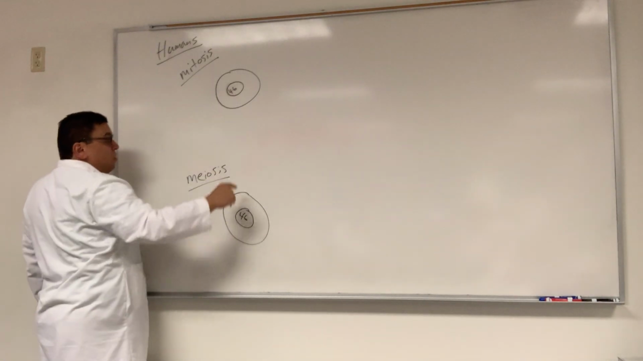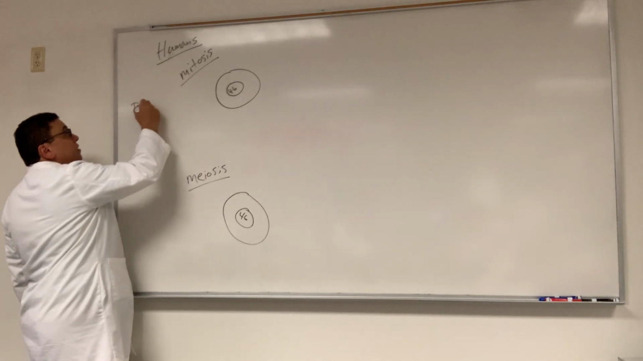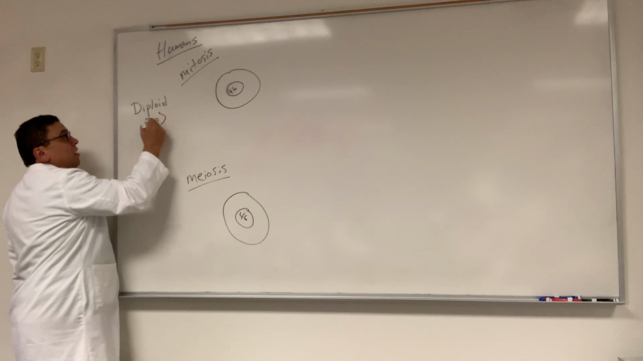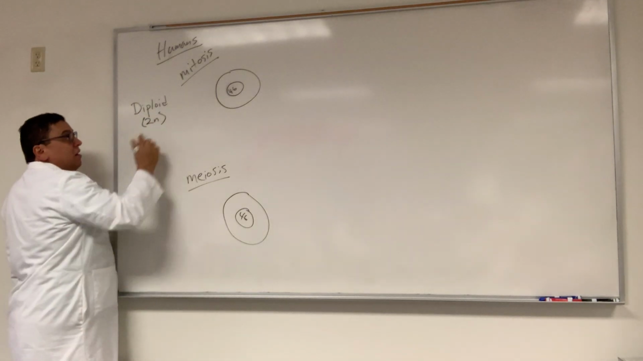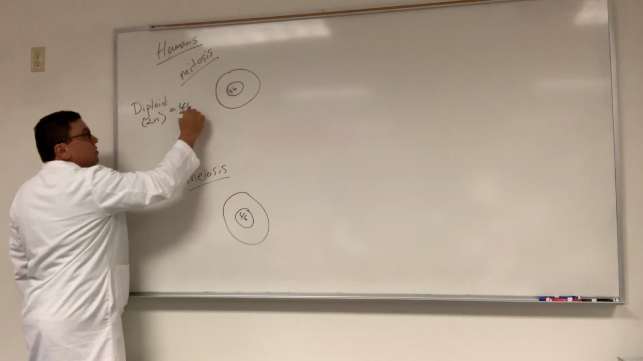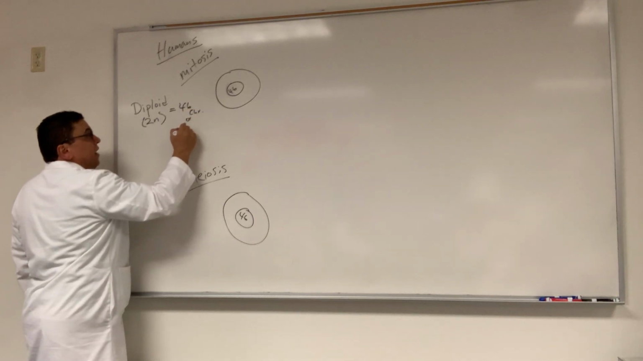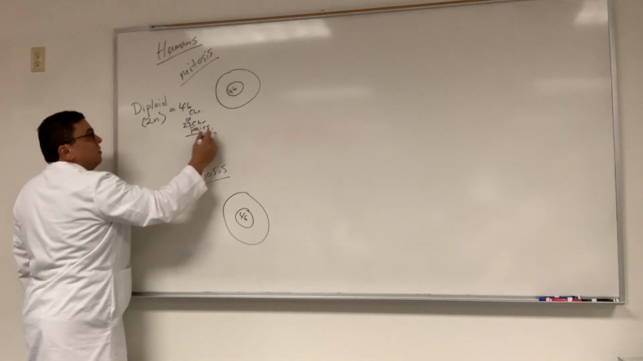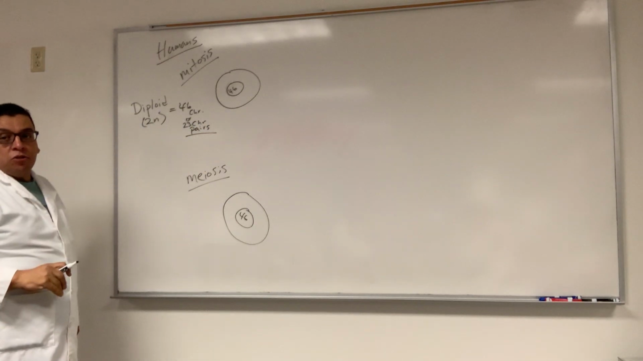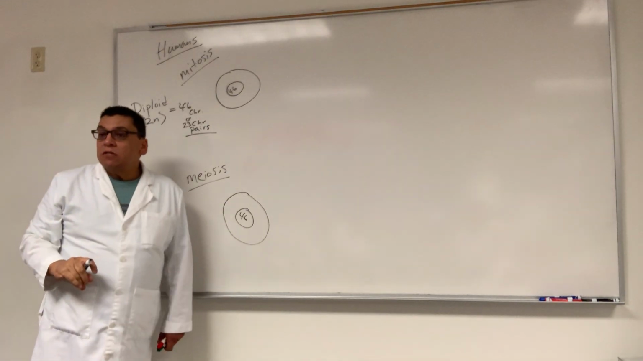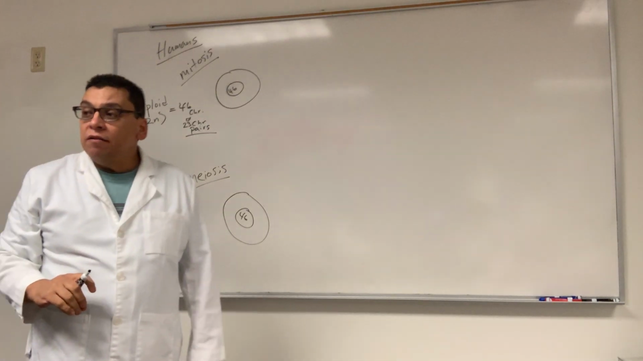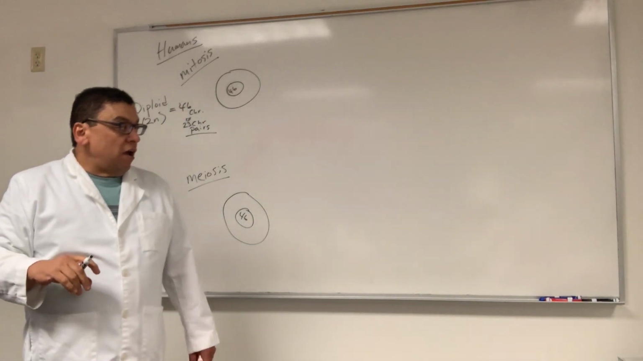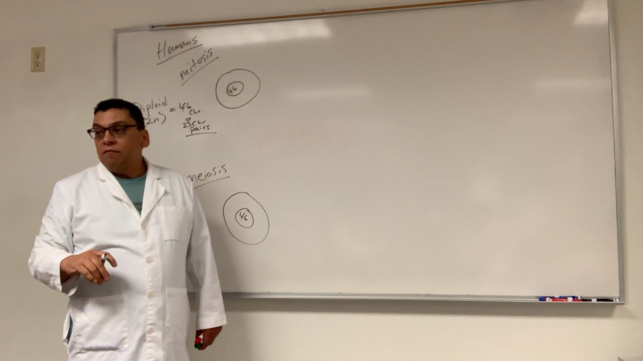The 46 chromosome number is called our diploid number, which is also designated with 2n. And our diploid number is 46 chromosomes. Or you can say 23 chromosome pairs. Pairs, that means 2 of each. You do have 2 of each chromosome. You have one from mom and one from dad. You have one complete set from mom and one complete set from dad, and you get that during fertilization.